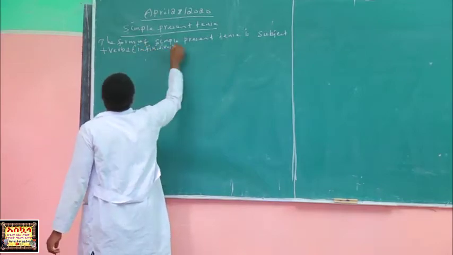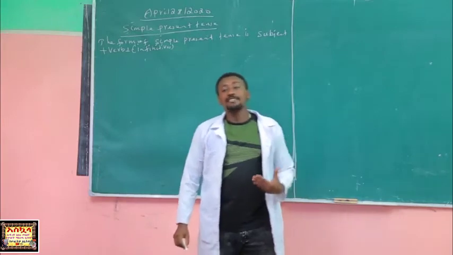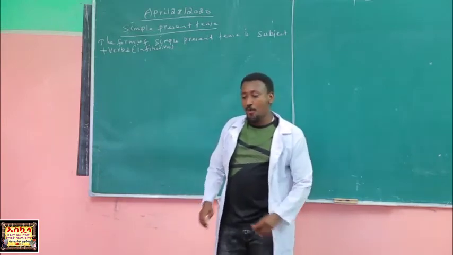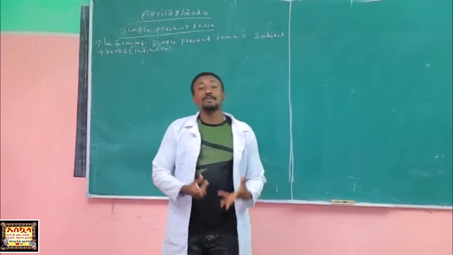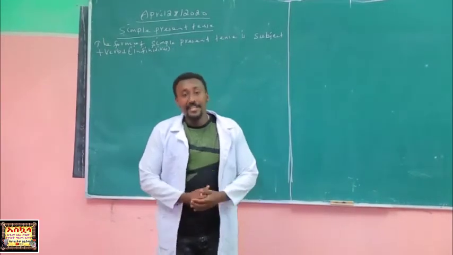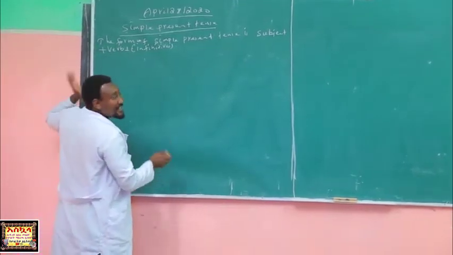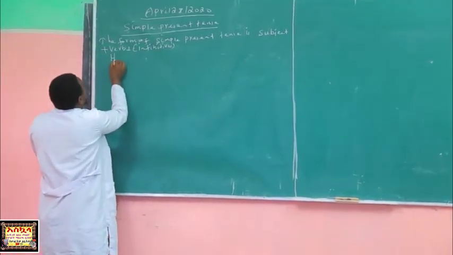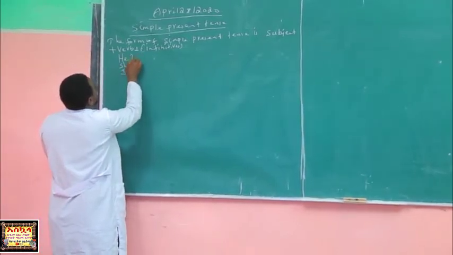Students, infinitives. So we have some grammatical patterns. When you say infinitives, if the form of the simple present tense is subject plus verb 1, that is infinitive, it goes with the subject. That means the subject can be he, she, and what? It.